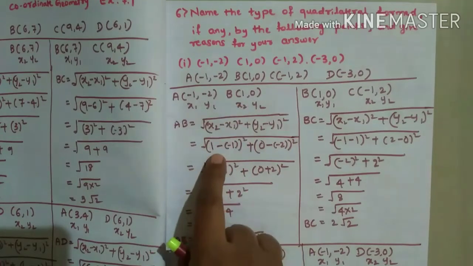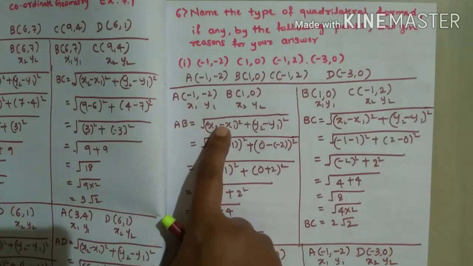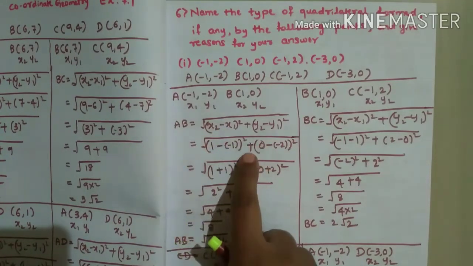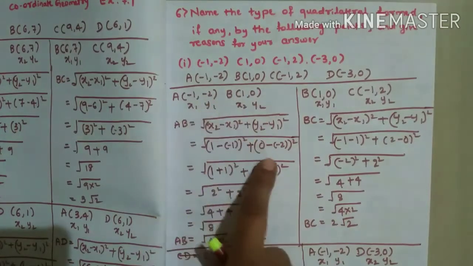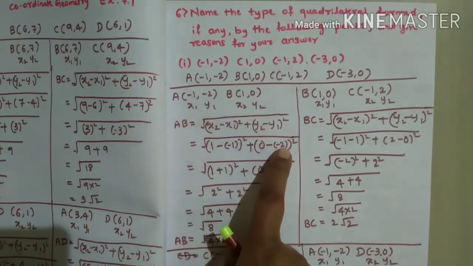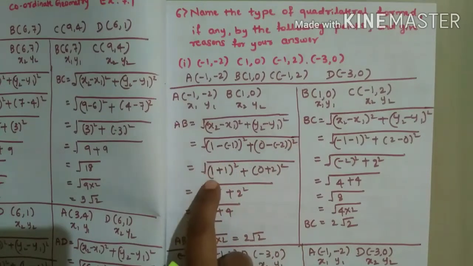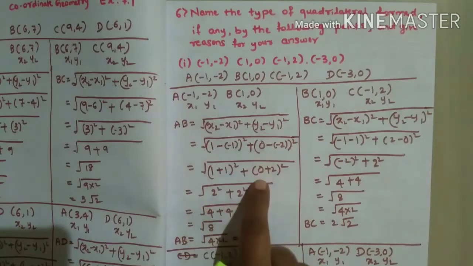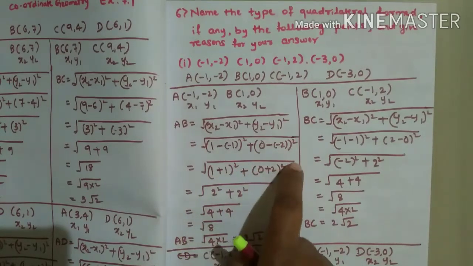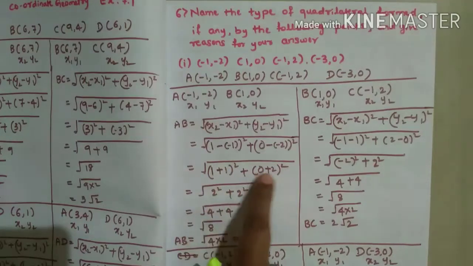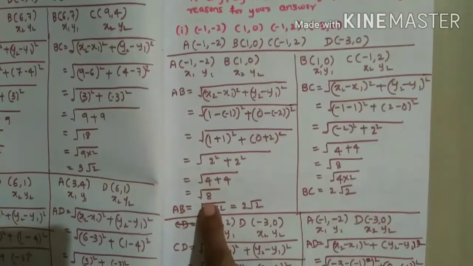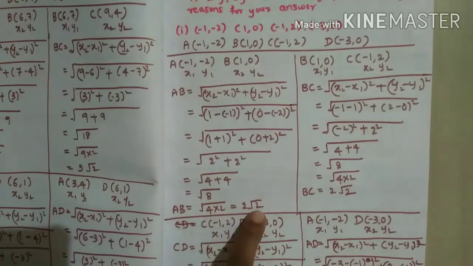Here x2 is 1. Observe that in the formula there is a minus, and here also there is a minus. Put the bracket for this minus 1, then the whole square, plus y2 is 0, minus, here also minus, so put the bracket for the minus 2 whole square. Now observe, 1 as it is I have written here, minus into minus will become plus 1 whole square, plus 0, minus into minus will become plus 2 whole square. Now 1 plus 1 is 2 square, plus 0 plus 2 is 2 square. Now 2 square is 4 plus 4. You are going to get the answer as root 8. Root 8 you can write as 4 into 2. Square root of 4 is 2, so 2 root 2.